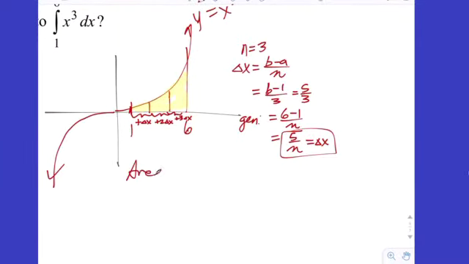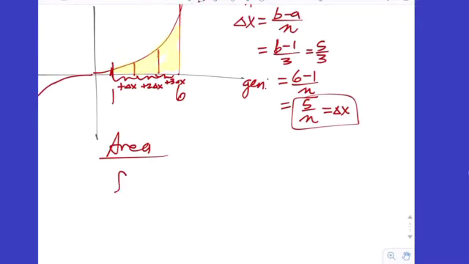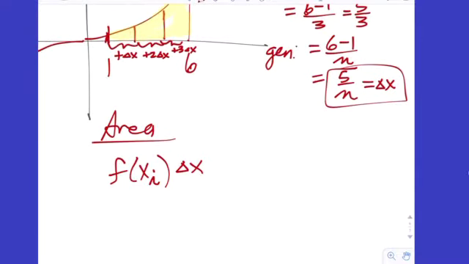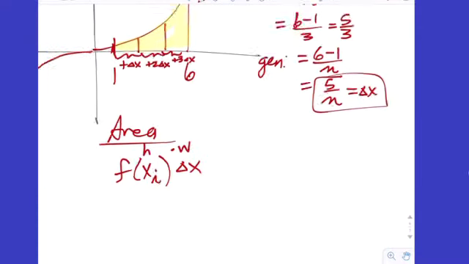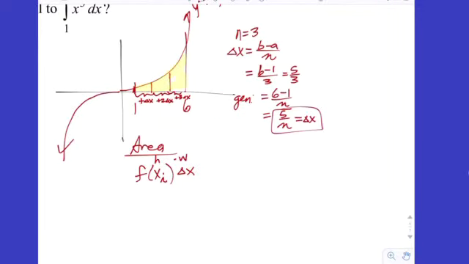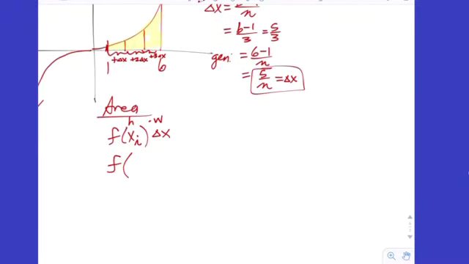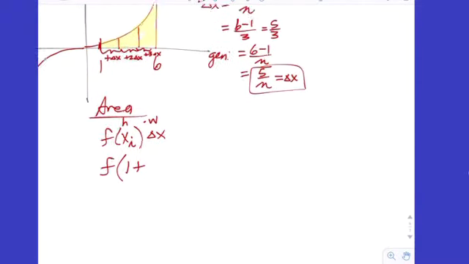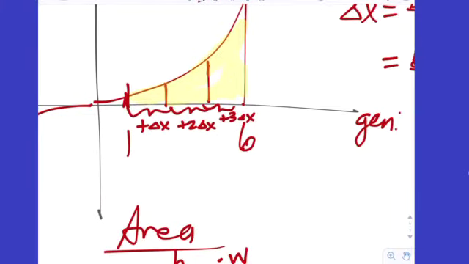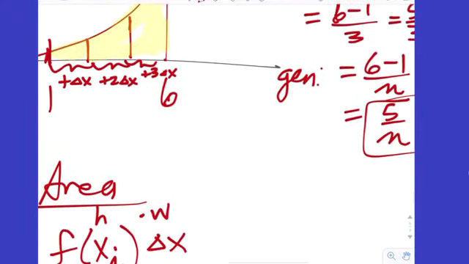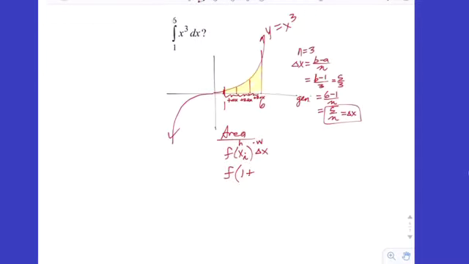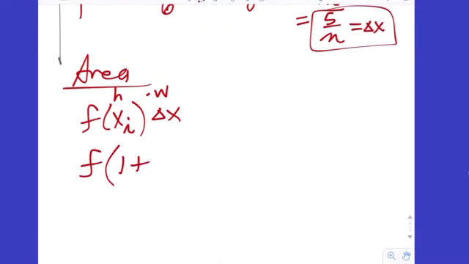The areas are going to be the following. They're going to be the function values, the f of x sub i's, times your delta x's. Remember, that's just your height times your width. Your height times your width. Well, the function values are going to be f of, if you look at your answer choices, they're all starting at 1. And then plus, how do we go from delta x to plus 2 delta x plus 3 delta x? Those are just multiples of delta x, right? So that's going to be plus 5 over n, the width.